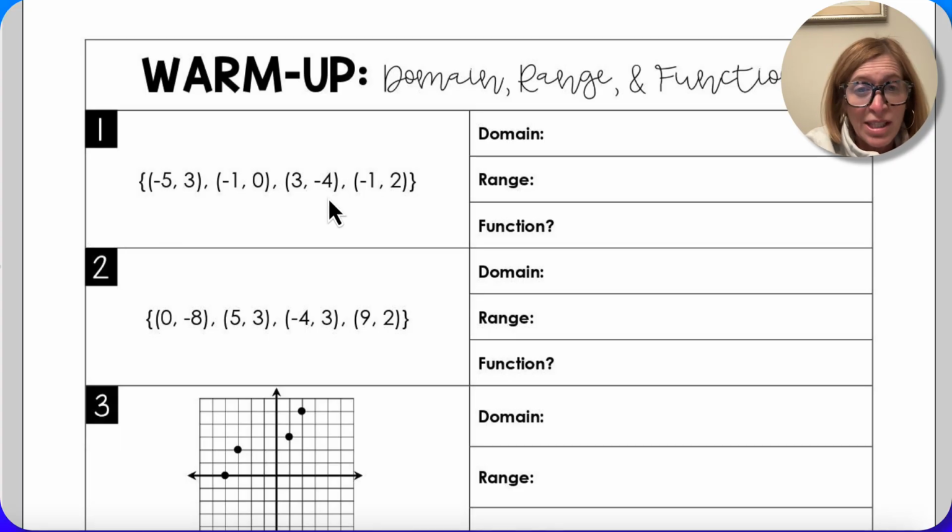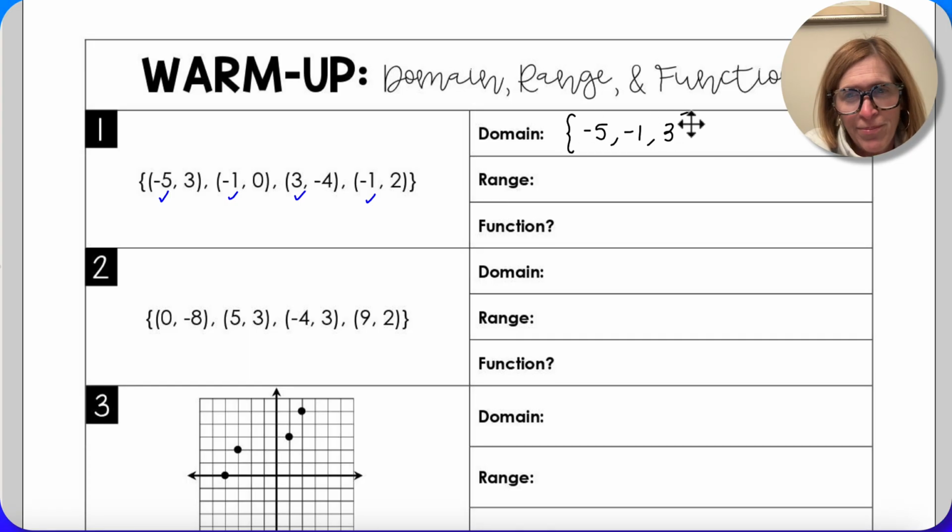Now this relation is given to me as ordered pairs. And so I can see I have an x coordinate of -5, -1, 3, and another -1. We only state the -1 once. We don't have to put it twice, but we do want to go from least to greatest. So our domain here would be -5, -1, 3. Okay, and we put it in those funky little brackets.